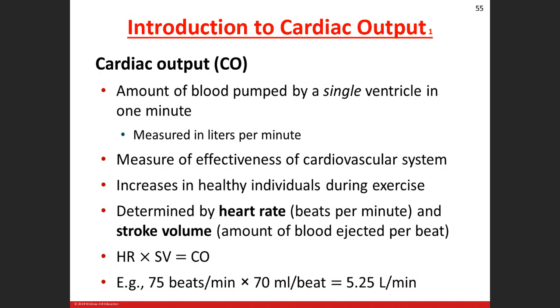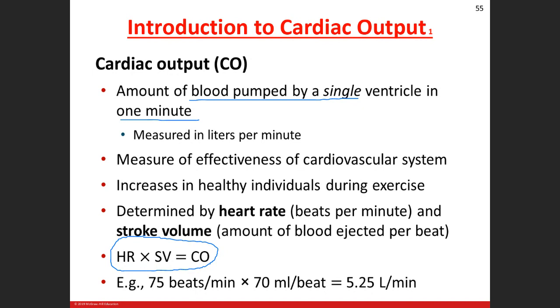Okay, first of all, this is one of the first equations that you need to know. You need to be familiar with this equation here. Cardiac output is going to be your heart rate times your stroke volume. Okay, just to review, stroke volume is the amount of blood that is ejected out of the ventricles. It should roughly be the same between the right and the left ventricle because the ventricles are supposed to be in balance. Okay, so when we talk about what cardiac output actually is, it is the amount of blood that is pumped by a single ventricle in 1 minute. Okay, 1 minute.